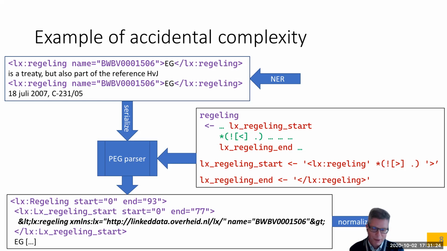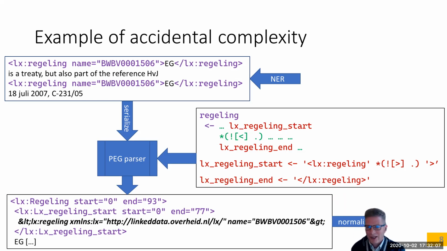Since our PEG parser can only process plain text, we will have to serialize the XML coming out of the named entity recognition. So we've serialized XML, but now our grammar must take this into account. So up here is the grammar we use. For regeling, we first recognize a regeling start, then that green stuff, that is the actual thing we want to recognize, and then we have the Alex regeling end. And then there are two rules here, one for the regeling start and the regeling end. And as you can see, these are really small XML parsers.